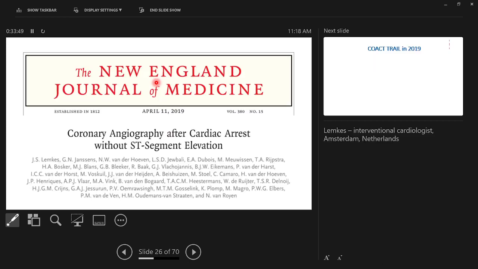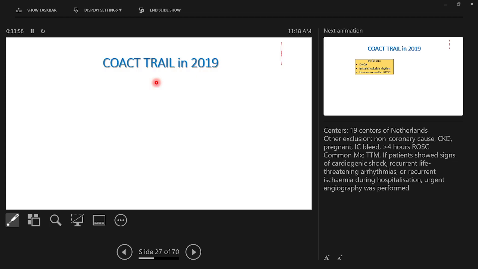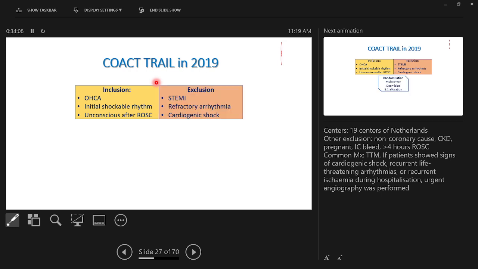Then a famous COACT trial was published in 2019 about coronary angiography after cardiac arrest without ST segment elevation. The inclusion criteria included patients who presented with out-of-hospital cardiac arrest, with an initial shockable rhythm, and who were unconscious after ROSC. They excluded the criteria we already took as indications for immediate cath lab: STEMI, refractory arrhythmia and cardiogenic shock.